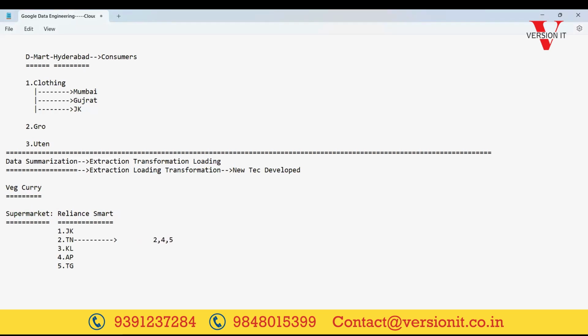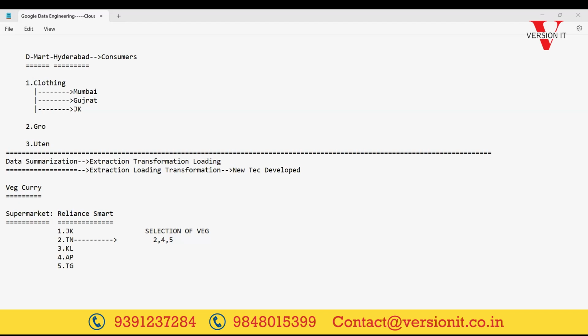3. So can you say this process as, guys, what? Selection of vegetables. We can say this one as the selection of vegetables.